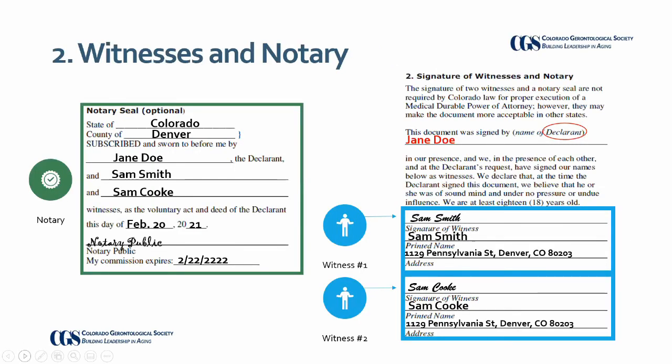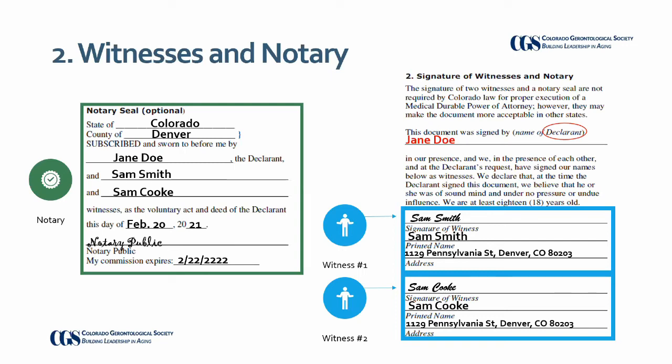So now this is the last section of the form. This is where you would get your form witnessed and notarized. So the first thing is because you're the declarant, again, you have to say who you are. So Jane Doe is where your name would go on the form.